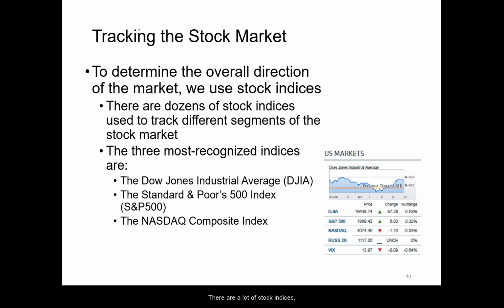There are lots of stock indices tracking different segments of the stock market. As you see here, we have the Dow, the S&P 500, and the NASDAQ. We'll talk about these three in this lecture. We also have other stock indices, such as the Russell 2000. Those are in the US market. Now you can imagine in the European market and the Asian market, different countries have different stock indices as well. In the US market, the three most recognized indices are the Dow Jones Industrial Average, the S&P 500, that's the Standard & Poor's 500 index, and then the NASDAQ Composite Index.